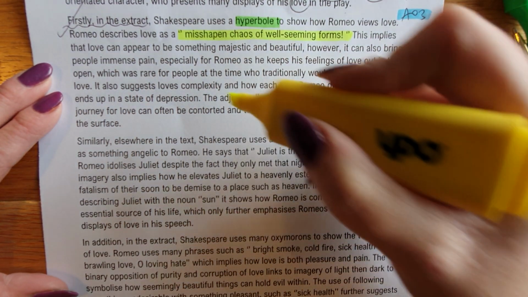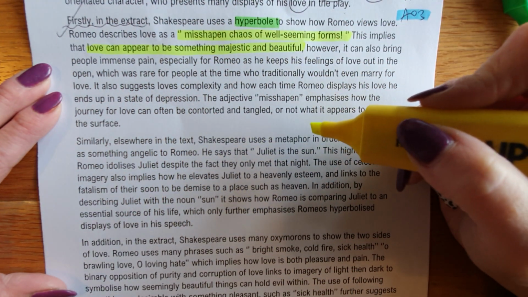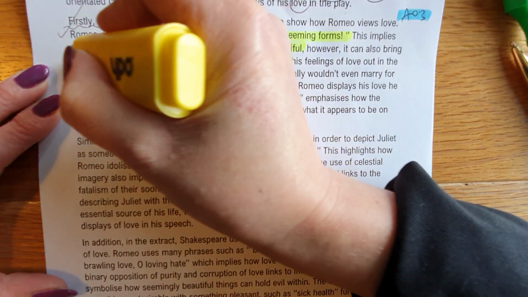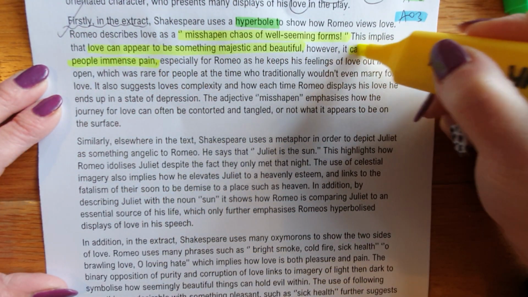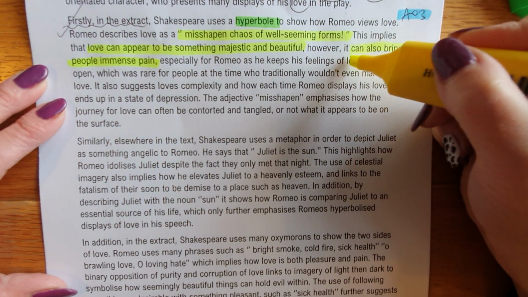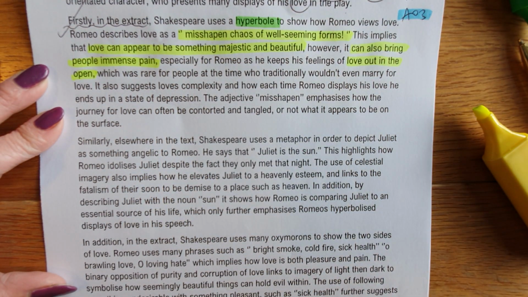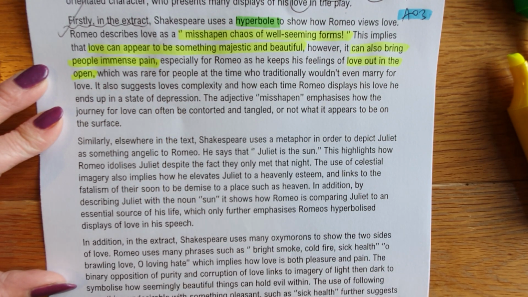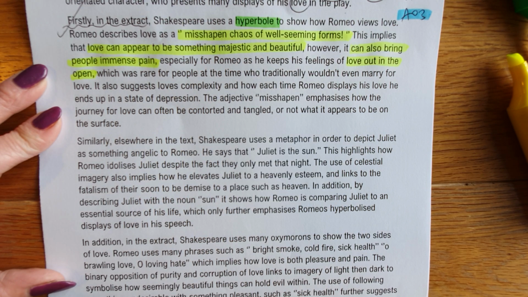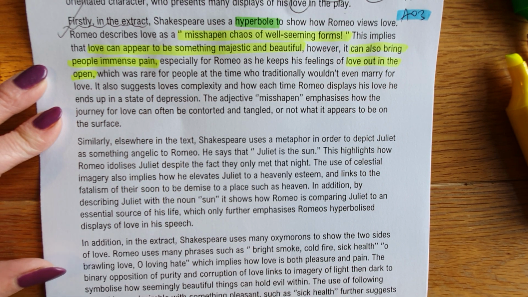This implies that love can appear to be something majestic and beautiful. Good interpretation of the quotation. However, it can also bring people immense pain. Especially for Romeo, as he keeps his feelings of love out in the open. Now, what I like about this part here is this student starts to then relate to some of the context of the Elizabethan era. You will be familiar with some of the ideas that we've learnt about to do with courtly love, arrangement of marriage, marriage to improve station and status of families and to strengthen alliances and things like that.